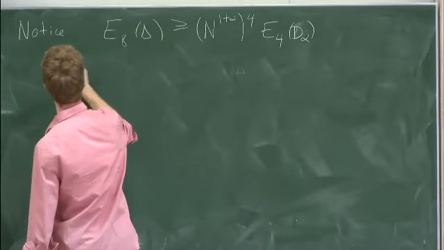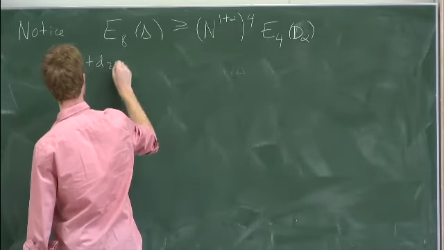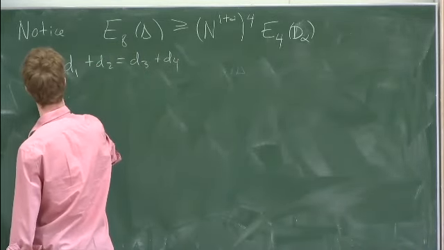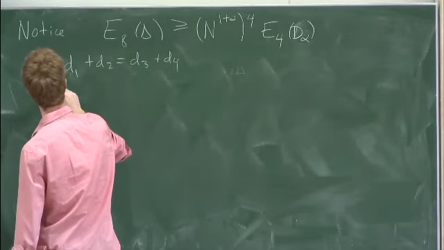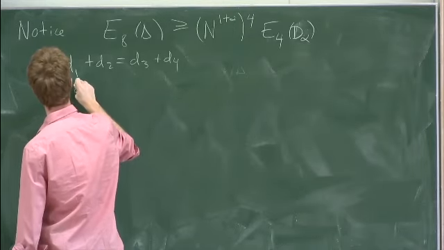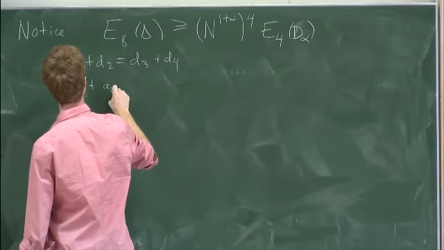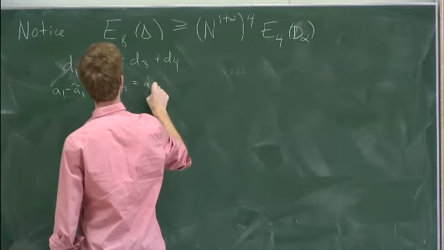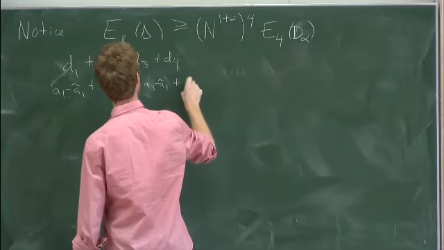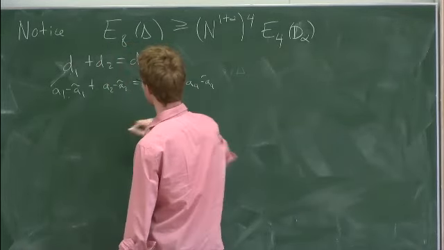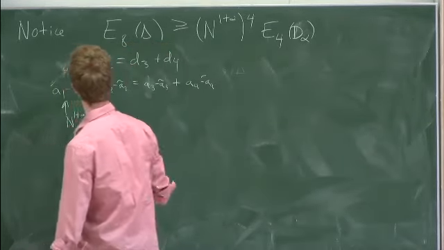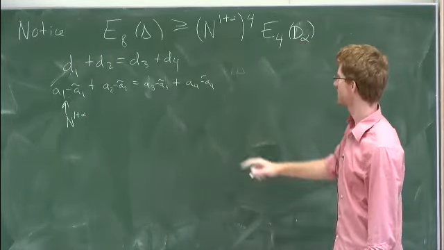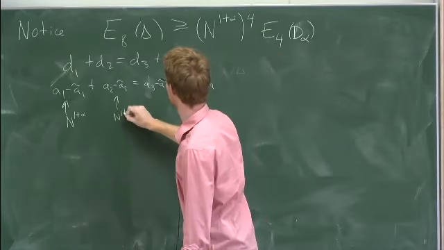So if I have a d1 plus d2, which is equal to d3 plus d4, and each one of these d's can be written as an a1 minus a1 prime, and there are n to the 1 plus alpha many ways of doing that, because each difference in d has a certain number of representatives, namely n to the 1 plus alpha, and so on.